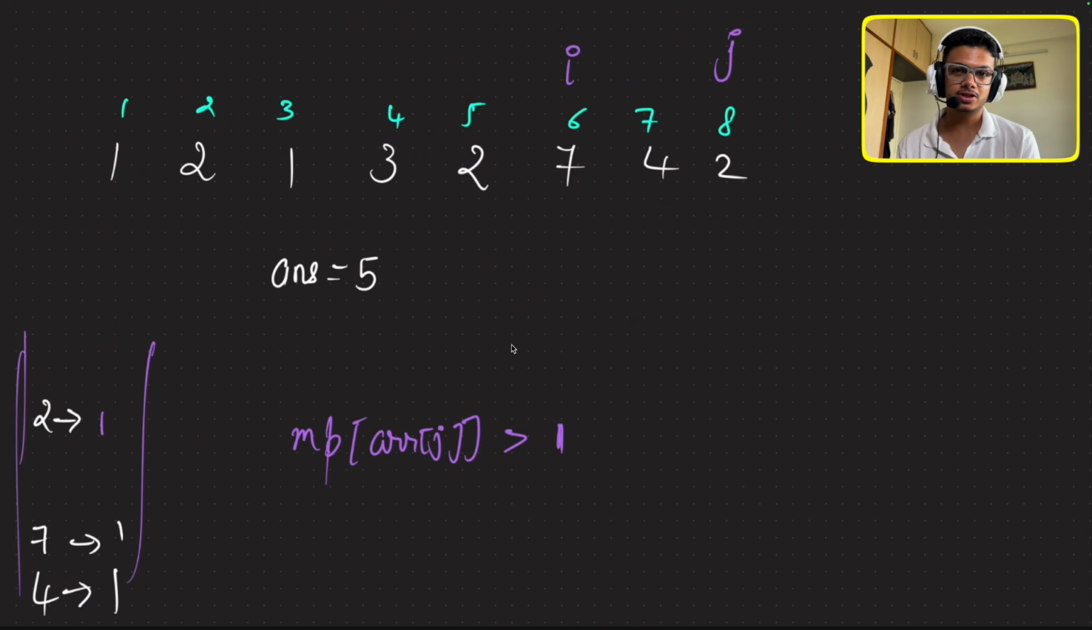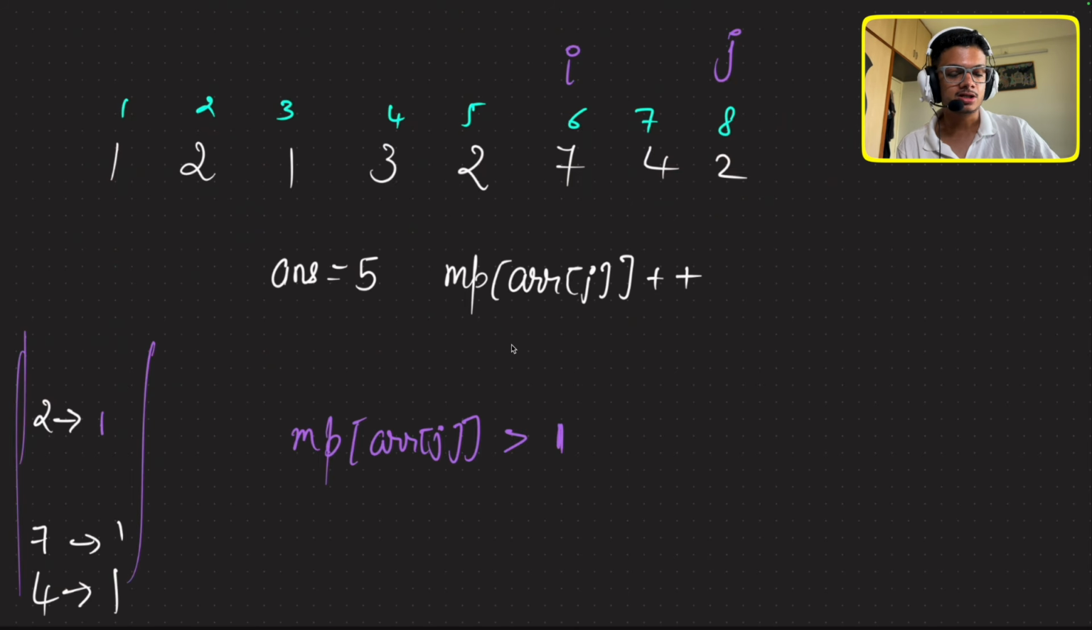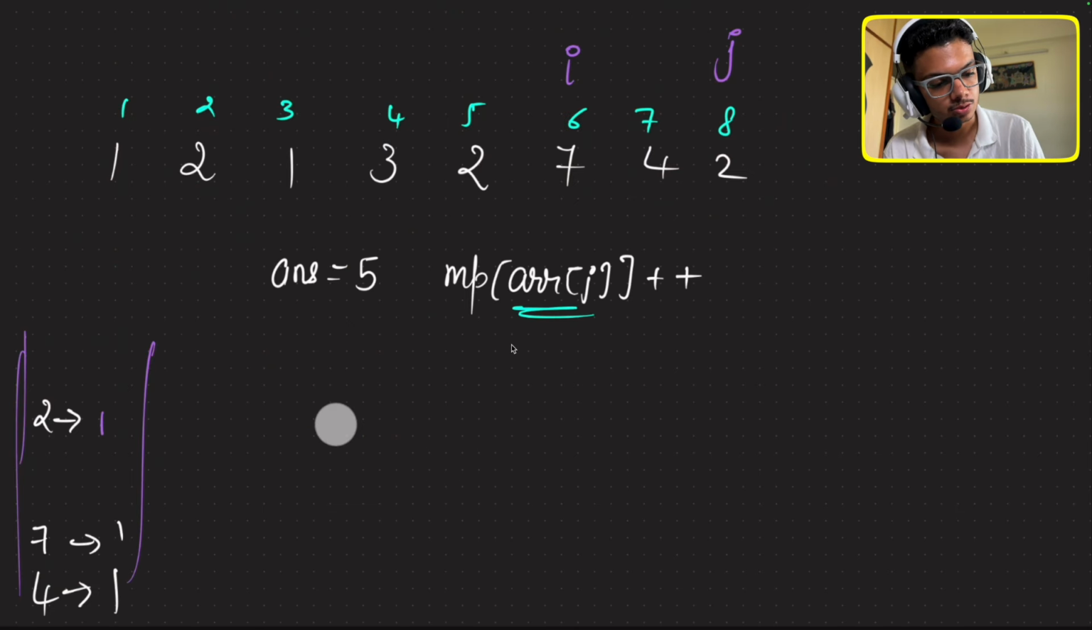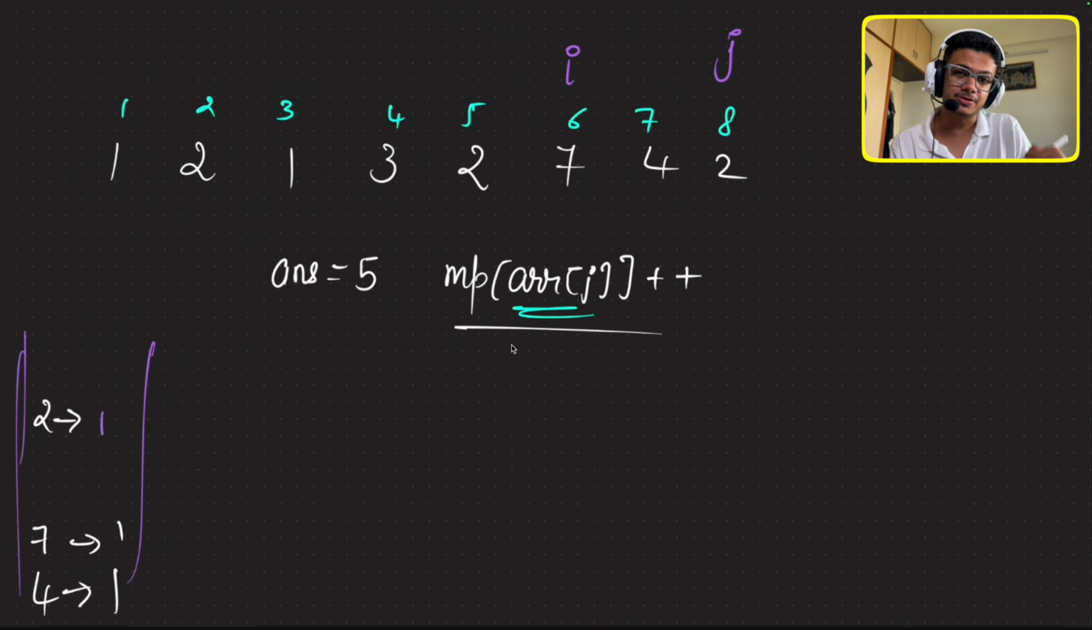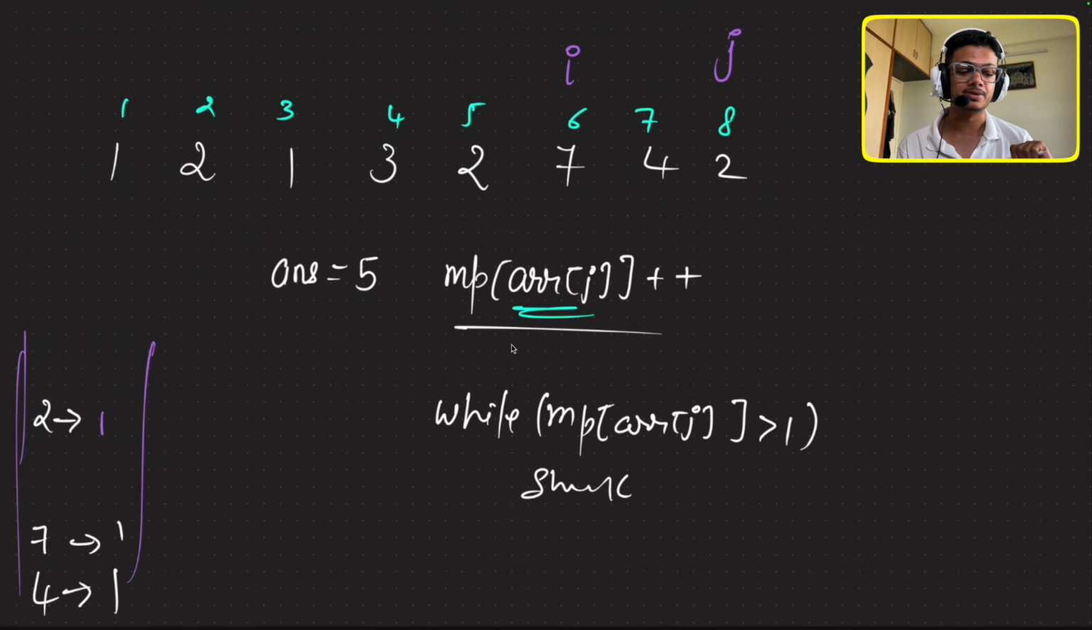So this gives you an idea that whenever you process a new element, you add it to the map, right? So MP of array of j, you do plus plus. Whenever you process a new element, you do this. Now, when you process the element, there is a chance that an element can be duplicated, and that element is none other than this one. So once you have expanded the window just enough, you check while MP of array of j is greater than 1, you just shrink the window. Shrinking the window means just removing elements from the map, right?